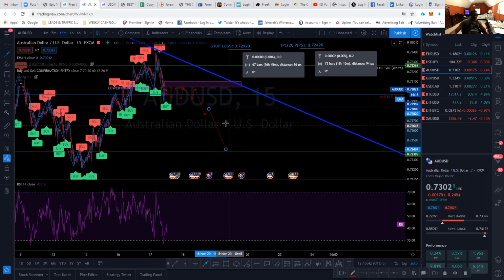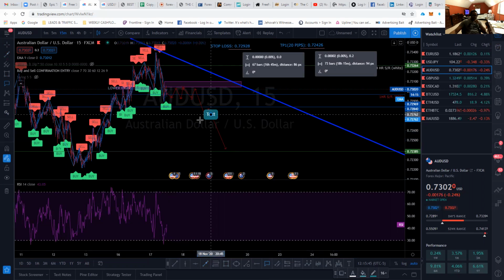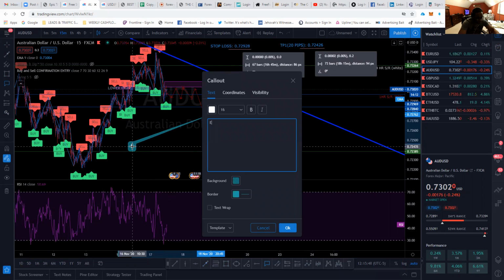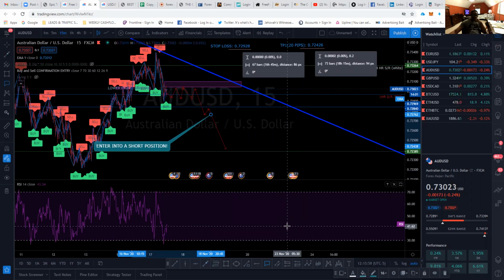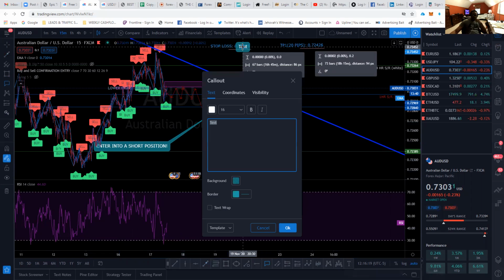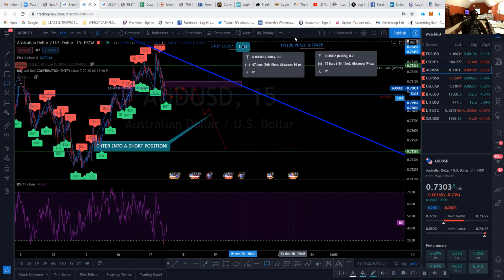So at this point, I'm going to put a line here, and I'm going to say enter into short position. And what did I set the stop loss? 0.72. Yeah, it's way above. So probably put a stop loss here, 0.72913. So I'm going to change that to 913. Hold on.